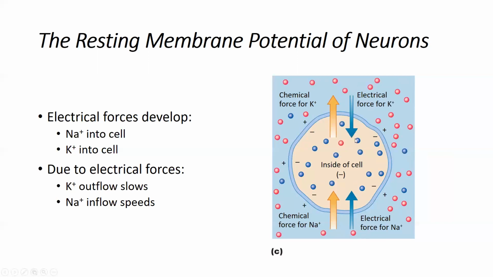Potassium, on the other hand, has an electrical driving force in the opposite direction of its chemical driving force. And so it's going to be opposed. It's going to be sort of slow and sluggish to leave the cell because it has a force that is opposing it. It's not going to go out of the cell as quickly as sodium is rushing in. That's very important to understand here. Any questions on this?